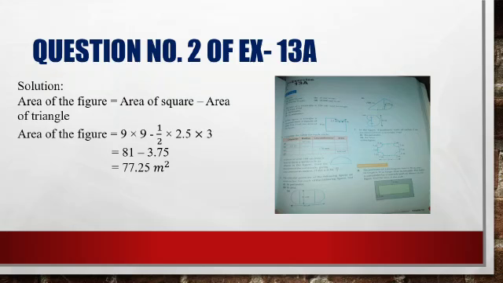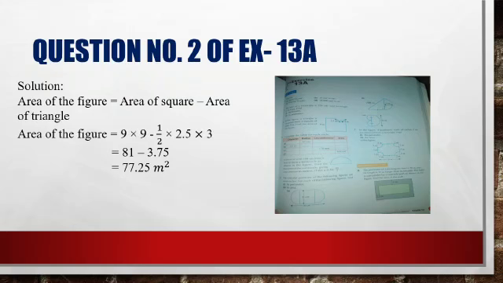After reading the statement of question number 2, you will come to know that we have to find the area of the figure in which there is a square and one triangle has been cut out. So it's very easy. In order to find the area of the figure will be equal to area of square minus area of triangle. Just you have to subtract the area of triangle from area of square.